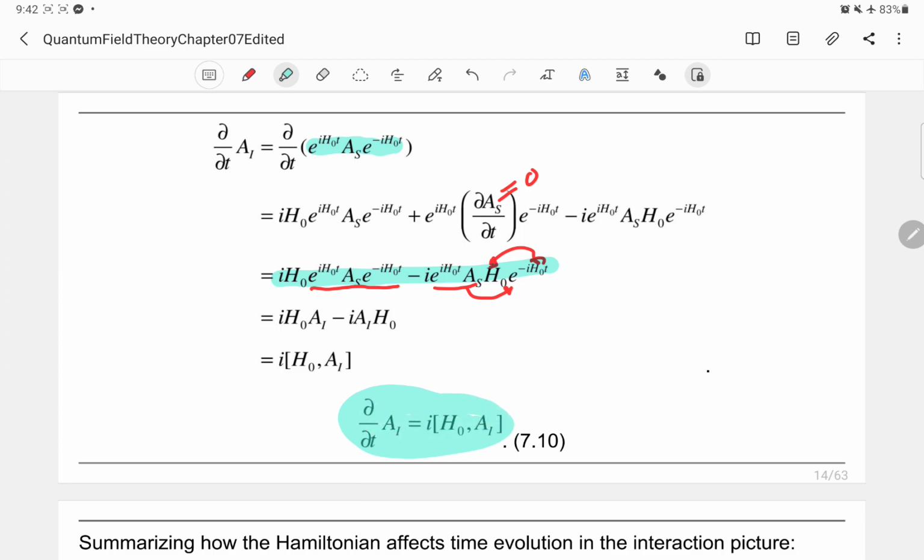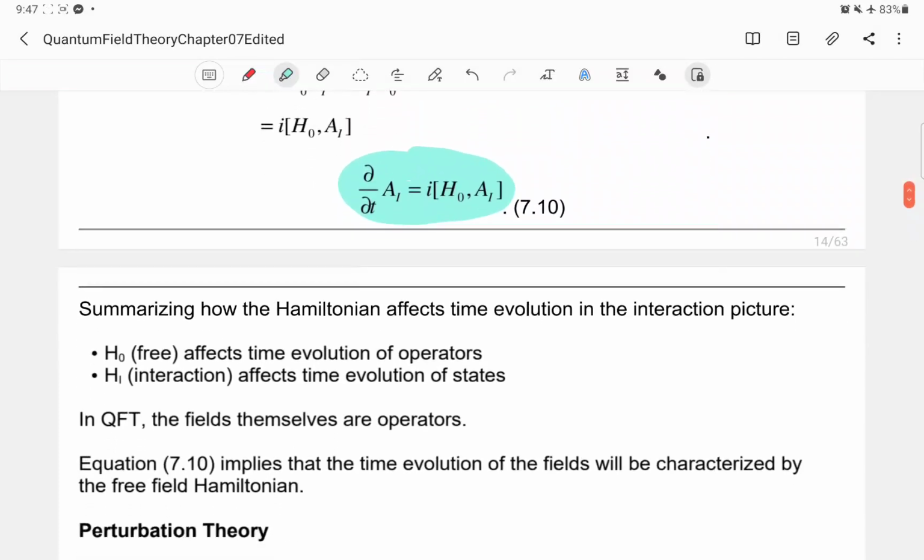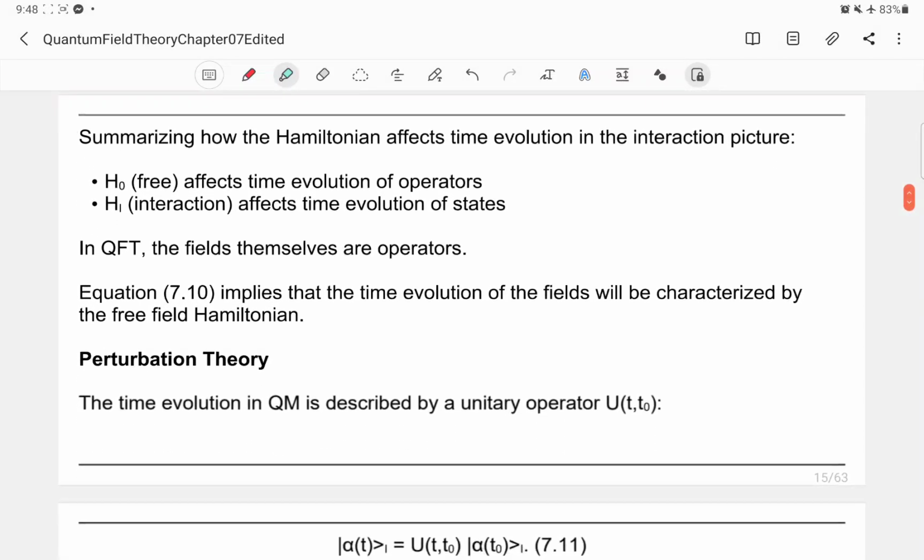would just be a commutation between the free Hamiltonian and the AI times, of course, I. Now, summarizing how the Hamiltonian affects time evolution in the interaction space, you have the free Hamiltonian affects time evolution of operators, and the interaction Hamiltonian affects time evolution of states here.